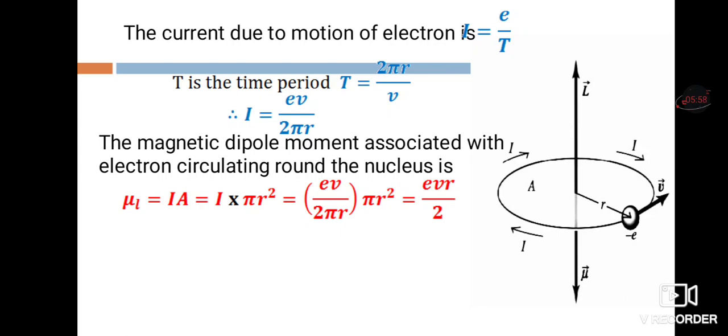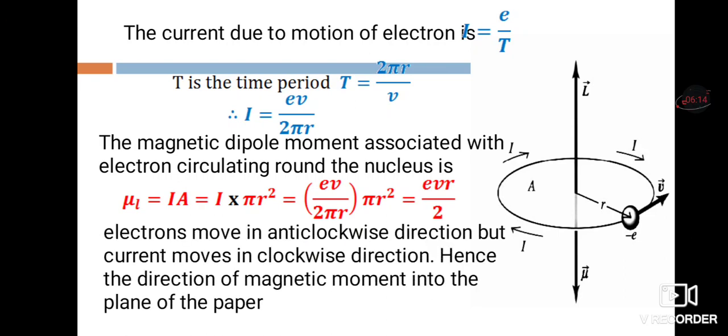So this is equal to, as we already calculated, I equal to ev divided by 2 pi r, into pi r square. The r terms get cancelled, the pi term also gets cancelled. So we are getting it as evr divided by 2. In the diagram you can observe the electrons move in an anti-clockwise direction, but the current moves in a clockwise direction. Hence the direction of the magnetic moment is into the plane of the paper.